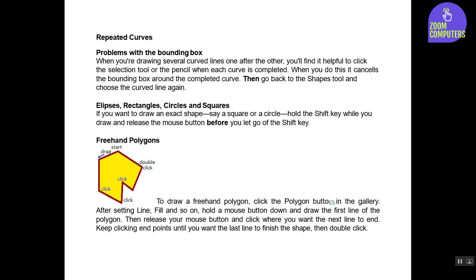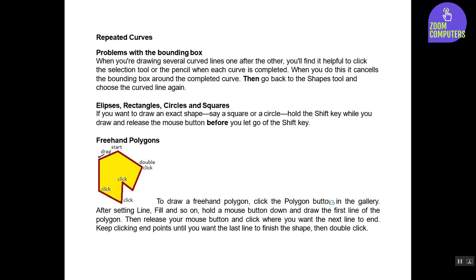Repeated curves. Problems with the bounding box. When you're drawing several curved lines one after the other, you'll find it helpful to click the selection tool or the pencil when each curve is completed. When you do this, it cancels the bounding box around the completed curve. Then go back to the Shapes tool and choose the curved line again.